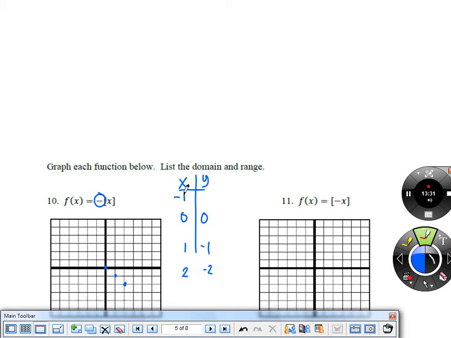When you plug in negative 1, the greatest integer function is still going to make it negative 1. But then because of the negative in front, the negative 1 is going to get multiplied by a negative, which is then going to make it positive 1.